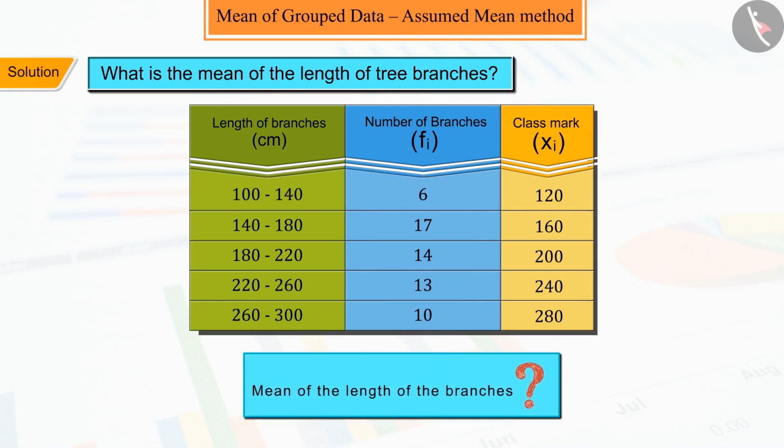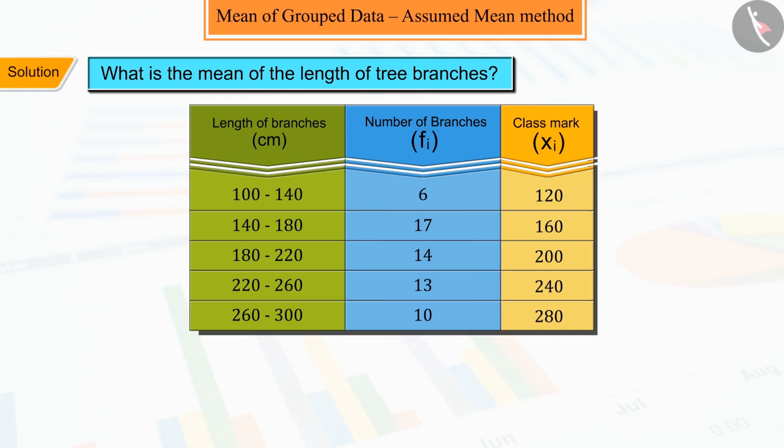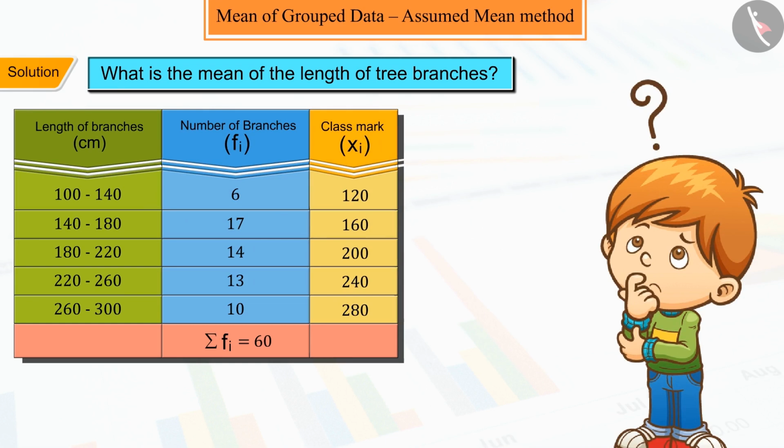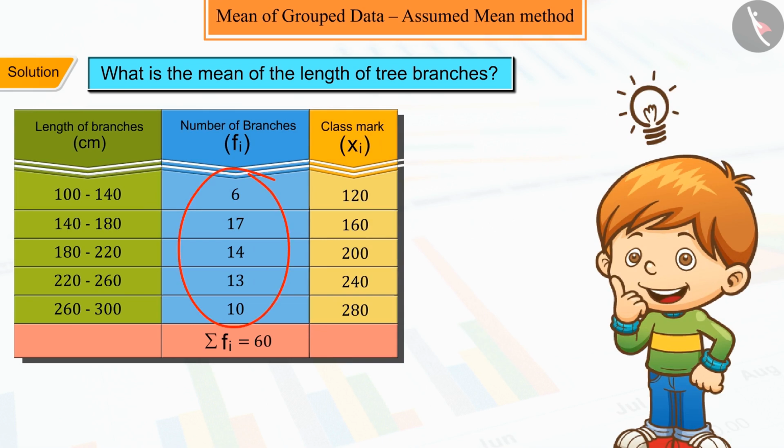Since we have to find the mean of the lengths of the branches, which can be calculated by dividing the summation of the product of fi xi by the summation of fi, but it takes more time. So how can you make it simpler? Come, let's see. Here we cannot do anything with fi, but xi can be reduced to a smaller value and hence our calculation becomes easier.